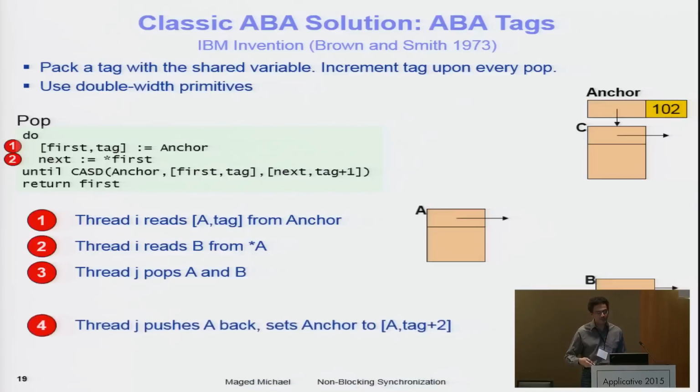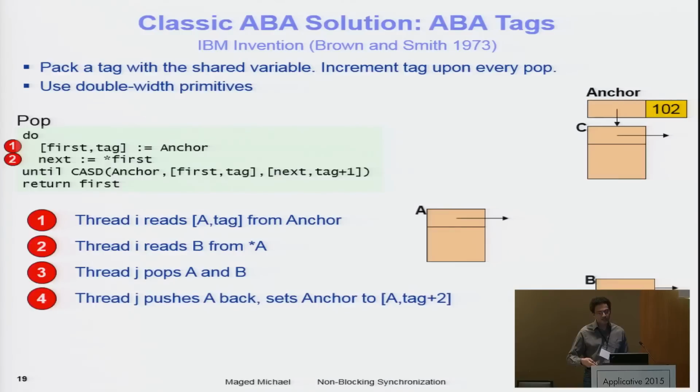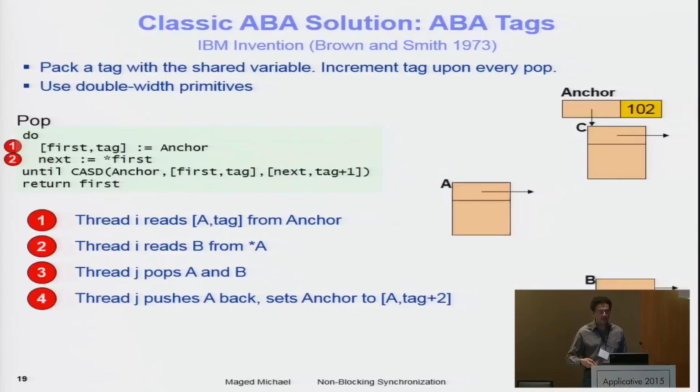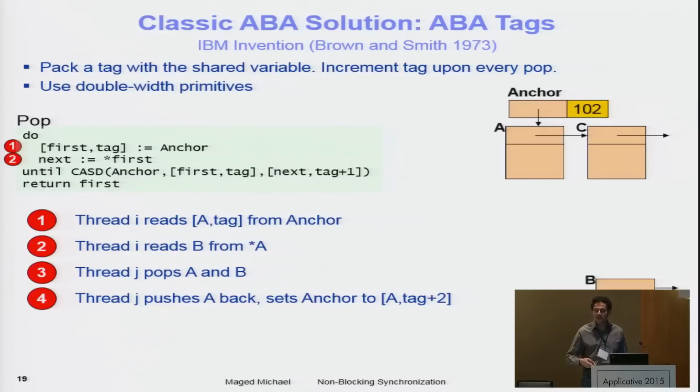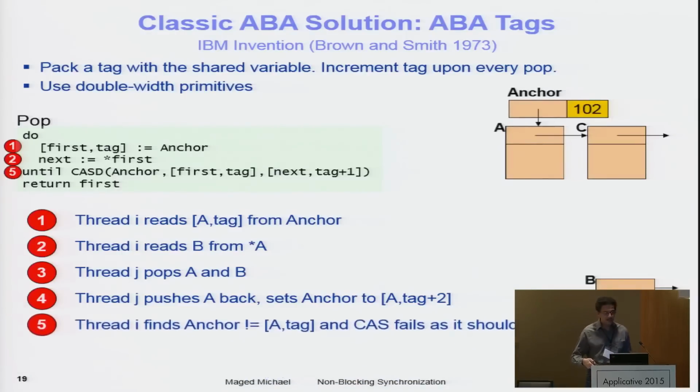And now thread J comes back and pushes A again, and now the anchor is A, but the tag is different. Thread I comes back to do the compare and swap. It finds the pointer equal to A, which was expected, but the tag has changed, and the compare and swap fails as it should, and the problem is prevented.